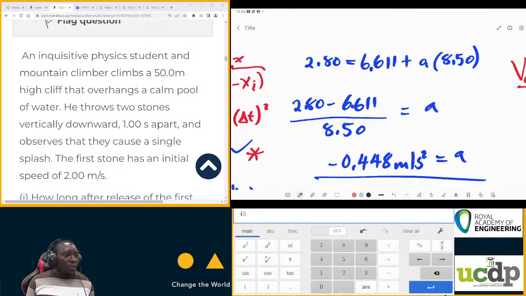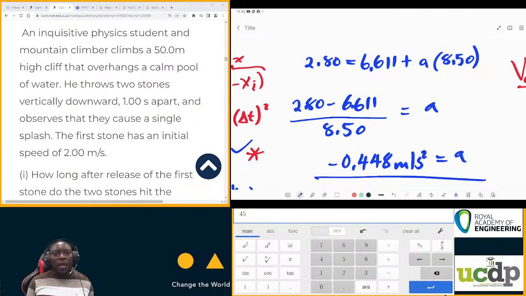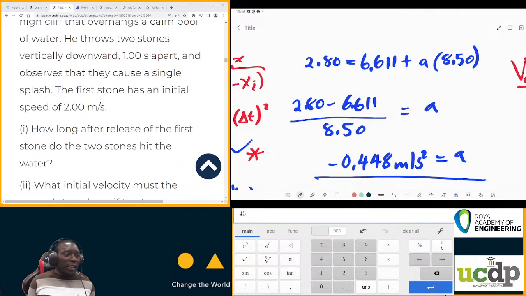All right. This is question number 3. An inquisitive physics student and mountain climber climbs a 50 meters high cliff that overhangs a calm pool of water. He throws 2 stones vertically downward, 1 second apart, and observes that they cause a single splash, meaning they arrive at the surface of the pool at the same time. The first stone has an initial speed of 2 meters per second. How long after release of the first stone do the 2 stones hit the water?